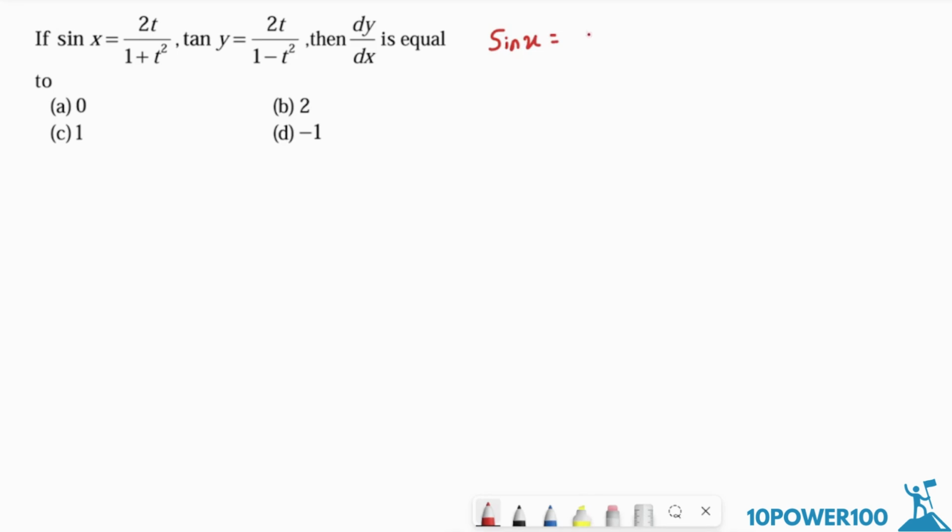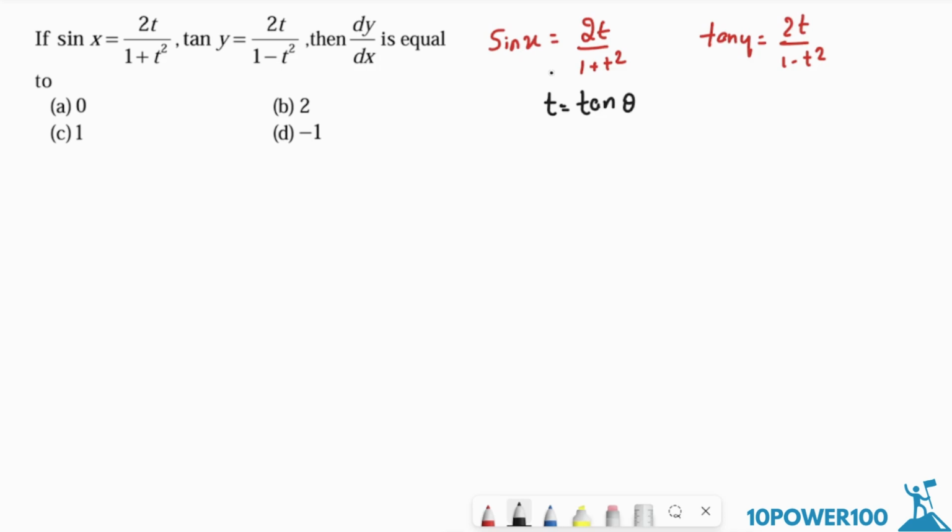sin x is equal to 2t by 1 plus t square and tan y is equal to 2t by 1 minus t square. Here the substitution for t is, let's take tan theta. The reason why I'm directly taking the substitution is that I'm very clear with the formulas, children.